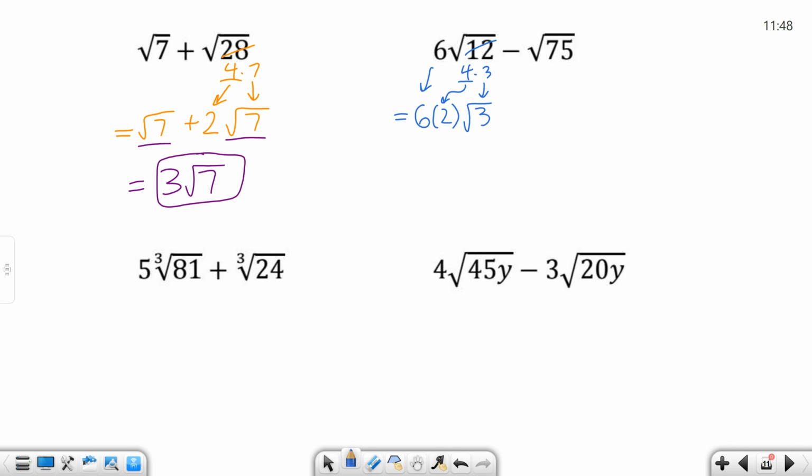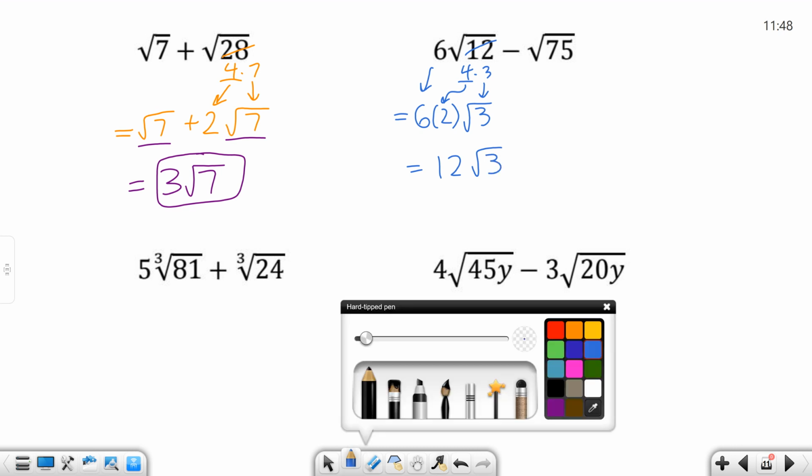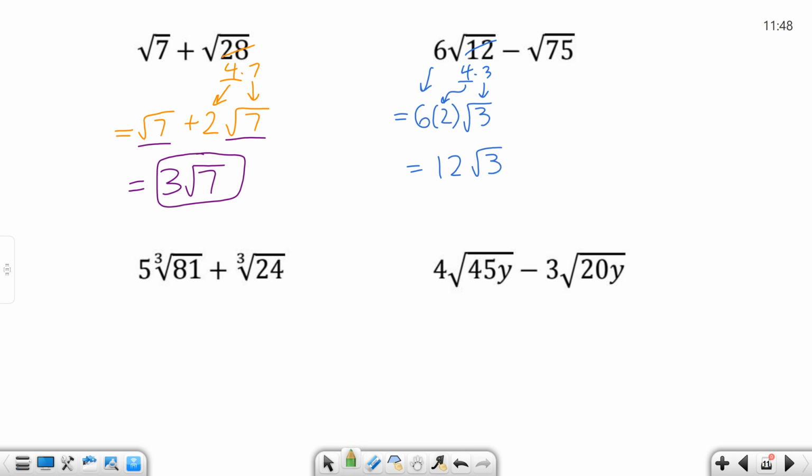The square root of 4 is 2, and it gets multiplied by the 6 out front, and then square root of 3. So this term becomes 12 square root of 3. So I'm going to change colors for my next term. Do all that in that blue. Even though I did multiple steps, that's that term.